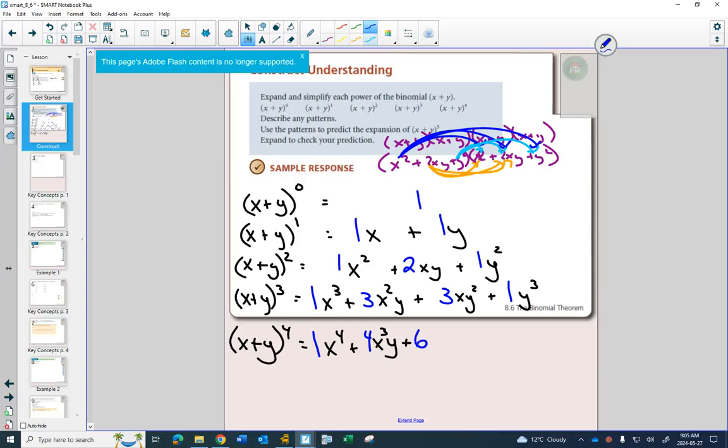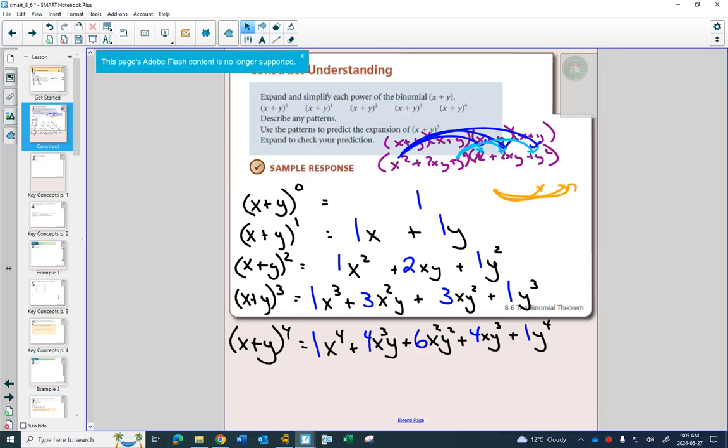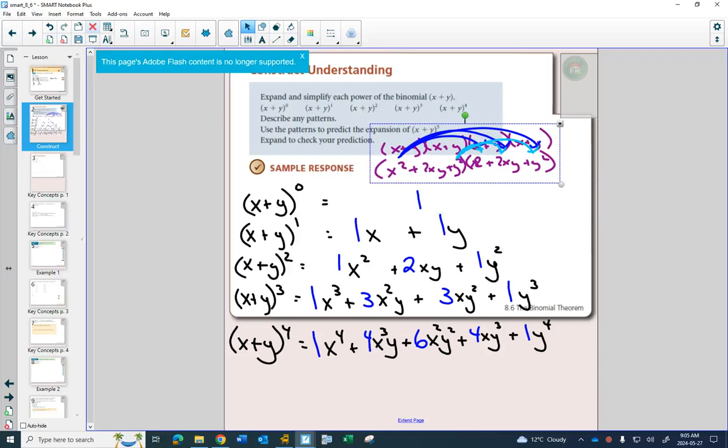Next, I'm going to have a 6. And what are my variables going to be? X squared and y squared. And then I'm going to have a 4 again. And this time I'm going to have a y cubed and just 1x. And finally, I'm going to take these arrows away.